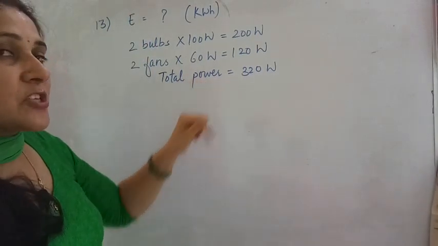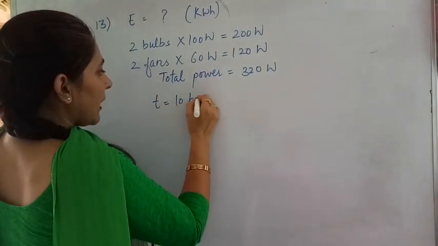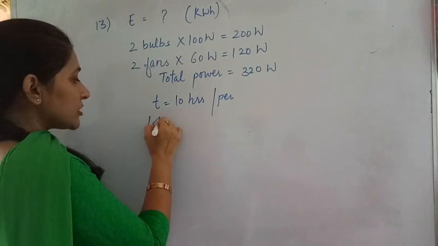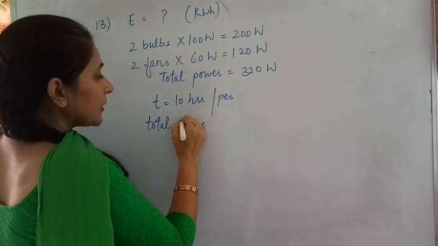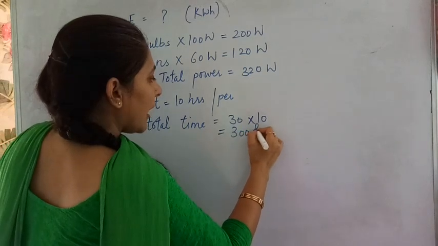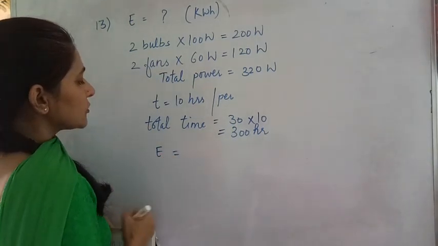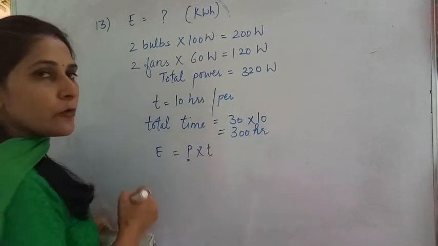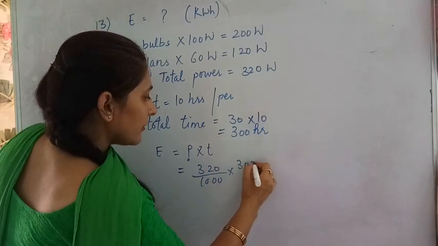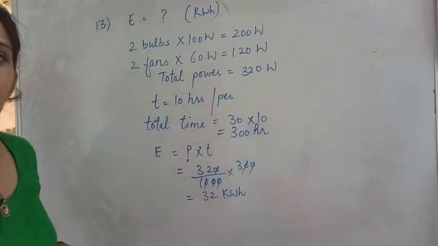Okay, we need to find out the electrical energy consumed. For electrical energy consumed we need power and time. What are they saying for the time? Average of 10 hours each day. So time is equal to 10 hours per day. And they are using these appliances for the whole month. That means the total time we need to take for the calculations is 30 days into 10 hours per day. So that will be 300 hours. Means in total they are using these appliances for 300 hours. So now we can find out electrical energy consumed is power into time. This power should be in what? Kilowatts. So again divided by 1000, that is 320 divided by 1000 into 300. You are going to solve this and you will get 32 kilowatt hour. This is the electrical energy consumed.